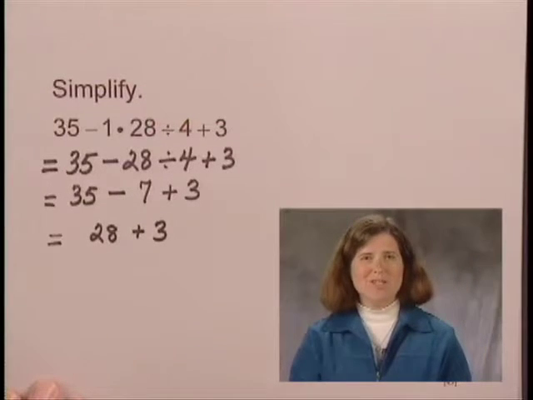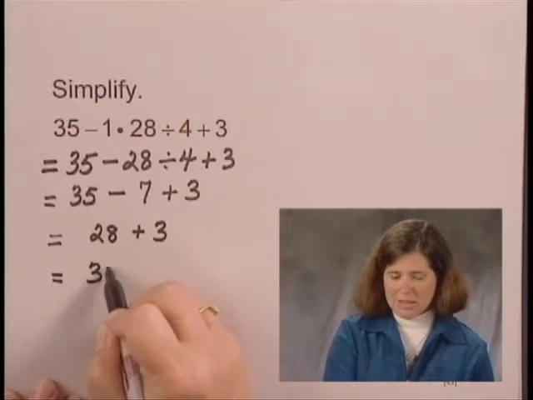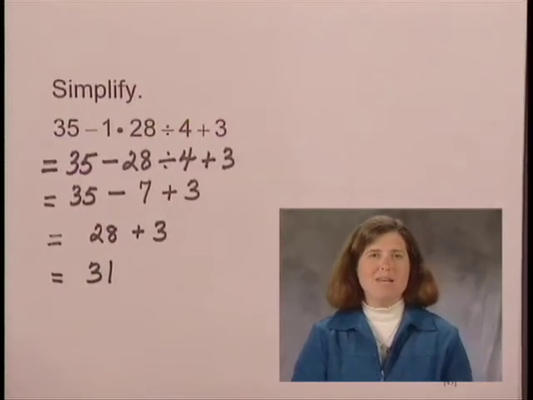And I only have one operation left, the addition. 28 plus 3 is 31, and that is the simplified form of the beginning expression.